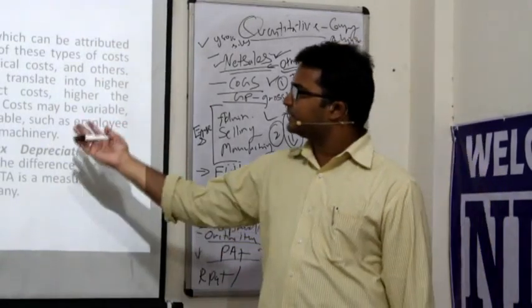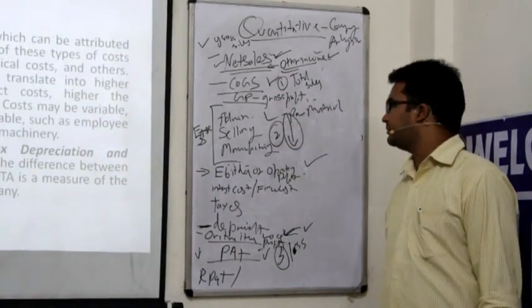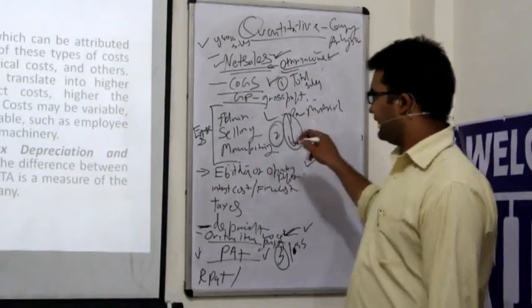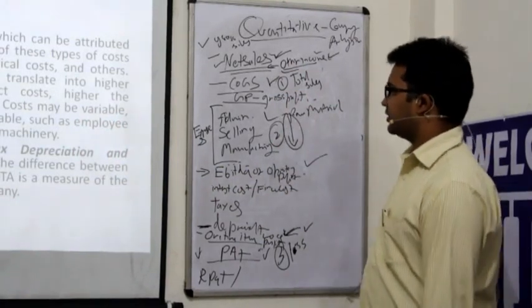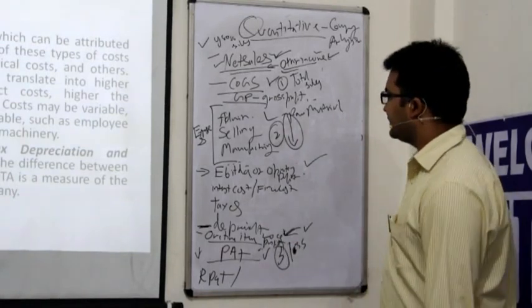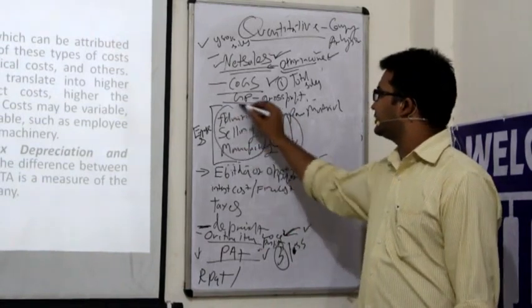Cost may be variable such as raw material, semi-variable such as employee cost, or fixed such as plant and machinery. So certain costs are variable costs such as the raw material, semi-variable such as employee cost, and then there are fixed costs such as plant and machinery, which all are added in these particular costs.